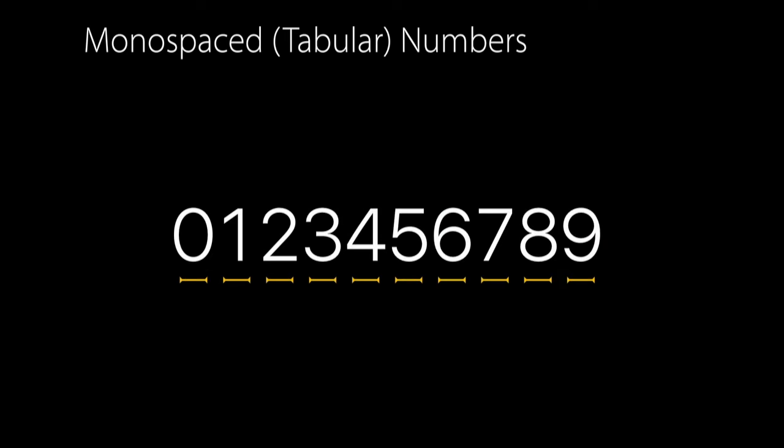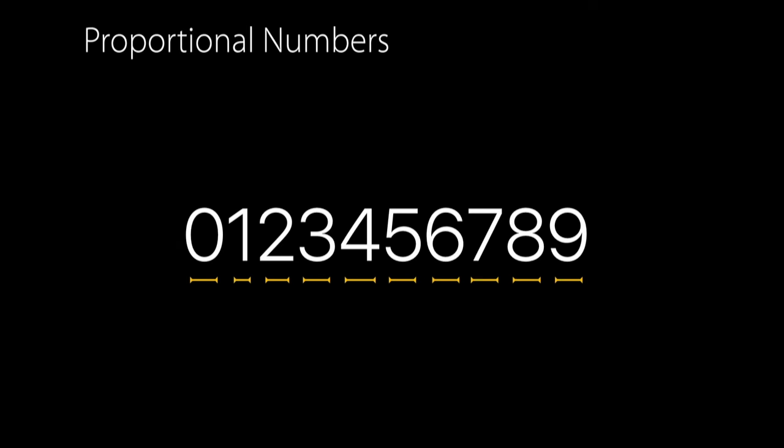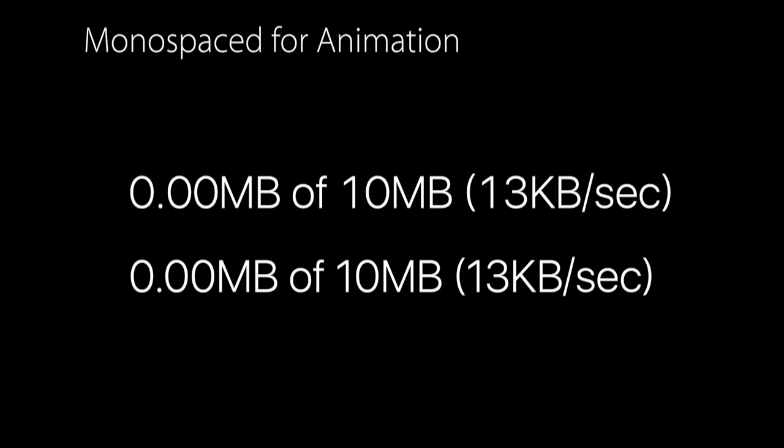However, they are not the only numbers in the San Francisco fonts. We also have what are called proportional numbers, where each number has its own quote-unquote natural width. So there are situations where, of course, monospaced numbers are clearly what you want.